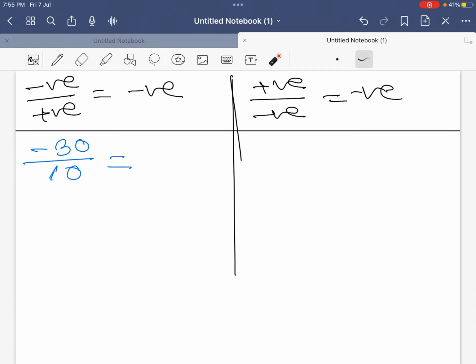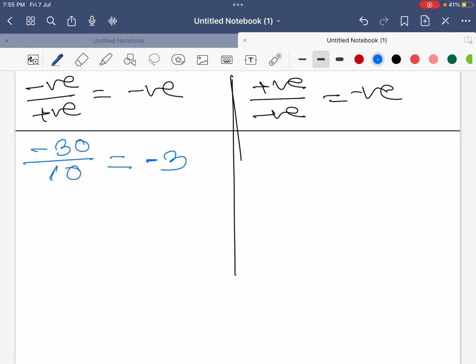So what will happen in this case? The 0s will cancel with each other, otherwise we write it like this: 10 1s are 10, 10 3s are 30. So your answer is 3, but because of this minus, we know that if any one term is negative, then your answer is negative. So your answer is minus 3.